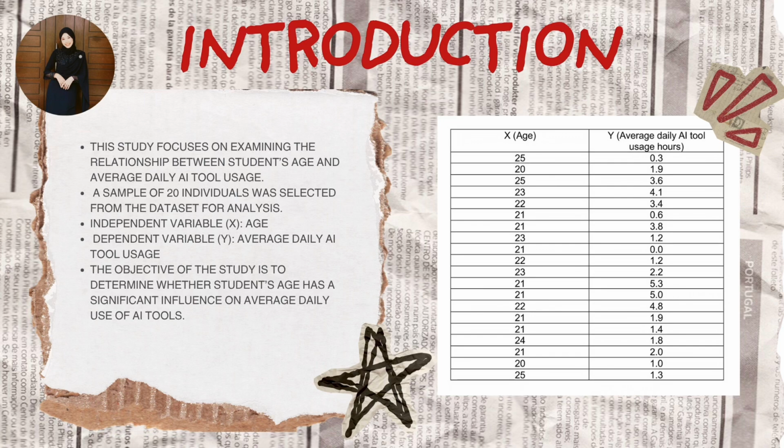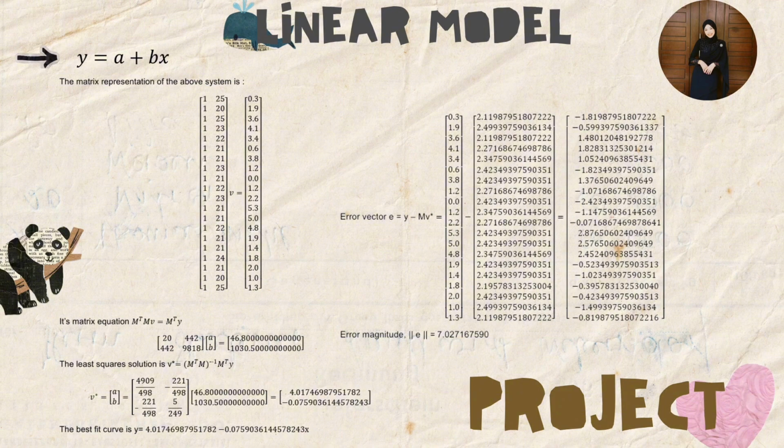Okay, now we go to the introduction. This study focuses on examining the relationship between students' age and average daily AI tool usage. A sample of 20 individuals was selected from the dataset for analysis. Independent variable X is age, and dependent variable Y is average daily AI tool usage. The objective of this study is to determine whether students' age has a significant influence on average daily use of AI tools.